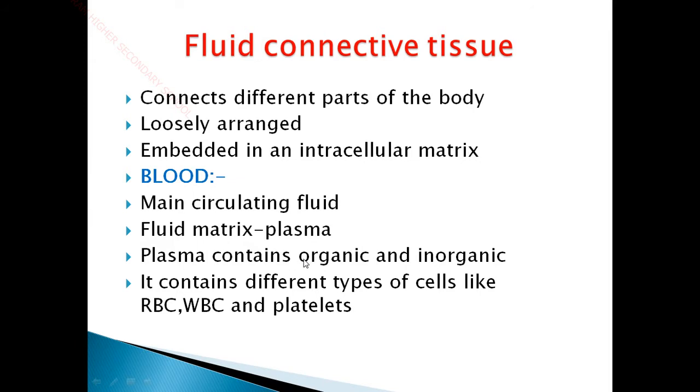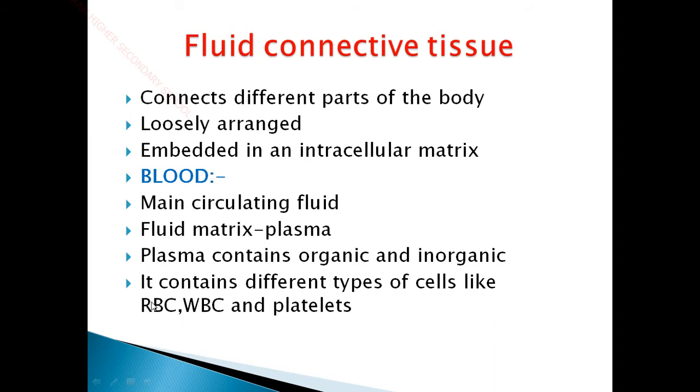Plasma contains organic and inorganic components, and in addition to that, it contains different types of cells like RBC, WBC and platelets. We know already a tissue is made up of a group of cells. So RBC is a type of cell, WBC is a type of cell, and platelets are types of cells. These different groups of cells together form the tissue blood. So blood is a tissue.